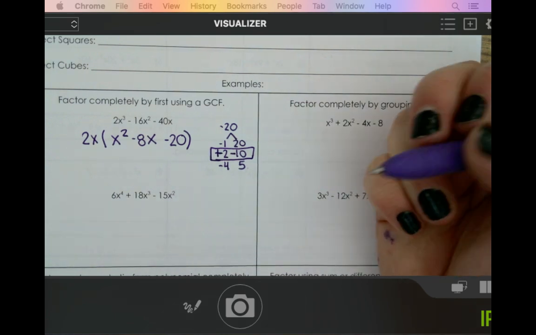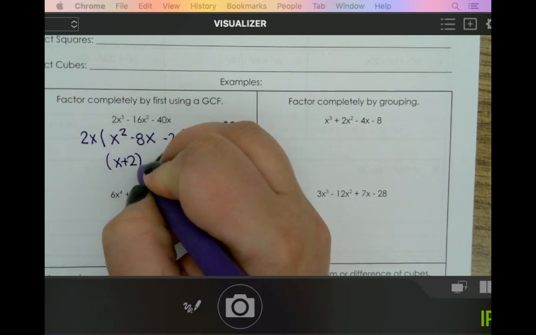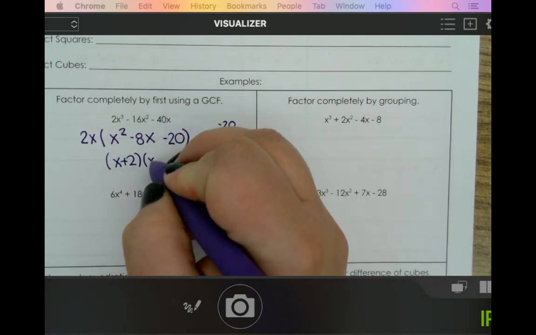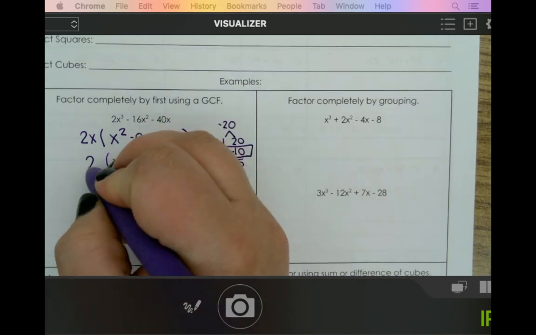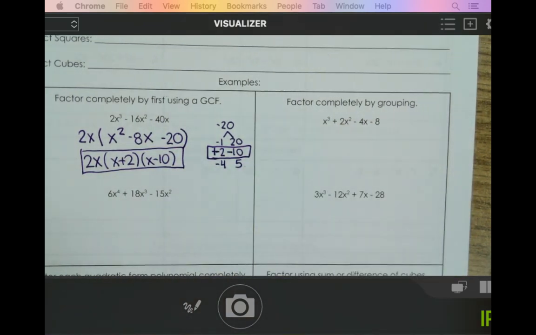And then my last two parentheses are going to be x plus 2 and x minus 10. And you want this to be able to multiply together to get back to the original, so you do have to leave that 2x in front. What we will talk about at some point in the new year, depending on what schedule they pick for us, is how to actually solve the problem using these factors. That's kind of the whole goal of factoring, is to be able to solve equations.